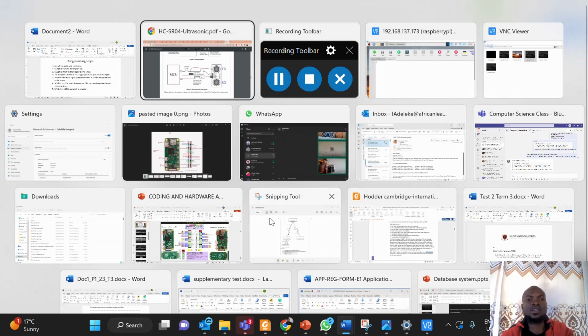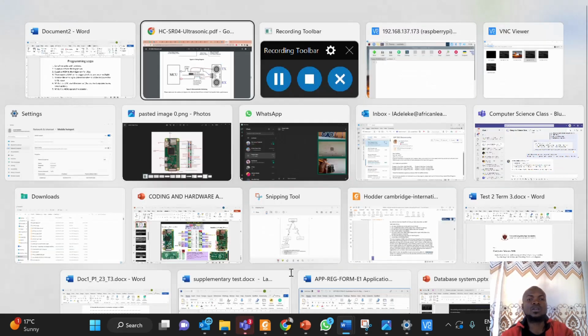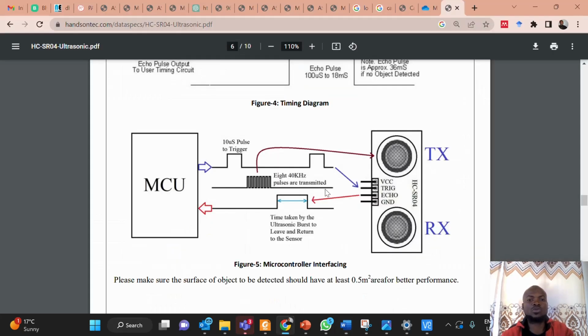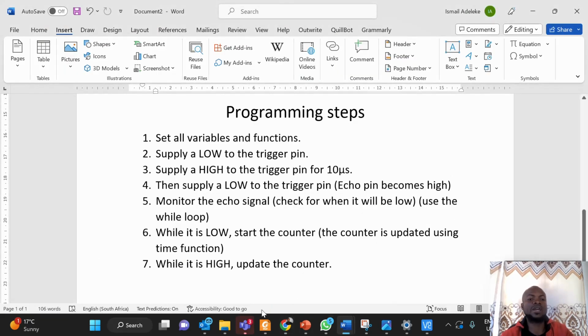So when it is high, it means this is back. Then when it is high, it stops the counter because I'm trying to program it that while it is low, that means it was still high. While it is high, that means it has completed the what? It has completed the duration. Then from there, I can calculate the distance. So with that program step and explanation, then let me use that to write the code.